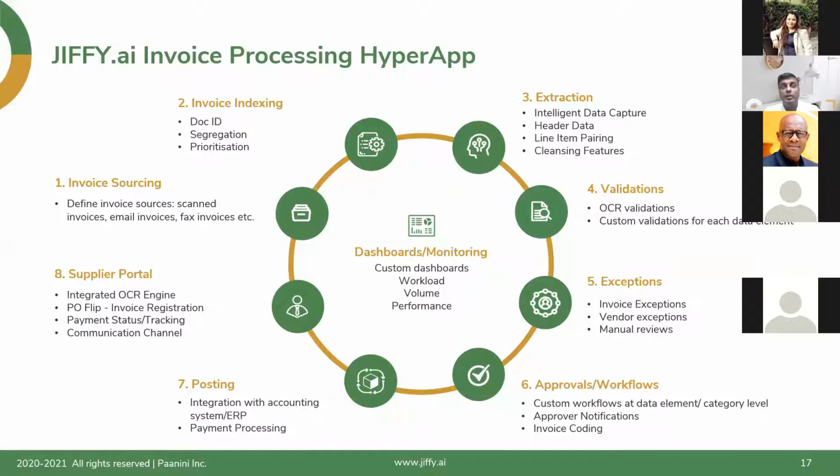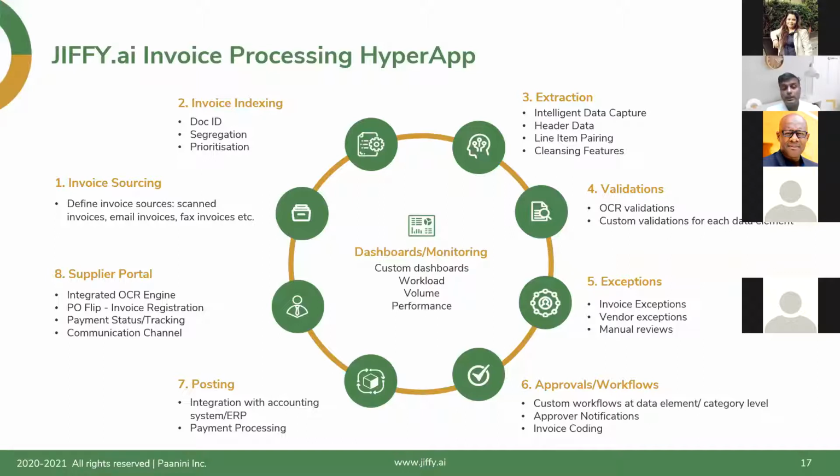It could be through an API into an ERP. It could be through an RPA route, right? Rather than doing this manually into an ERP. And finally, the supplier portal where you want to do a PO flip, start from there. You want to track the status of the payment and have a communication channel between the supplier and the customer.